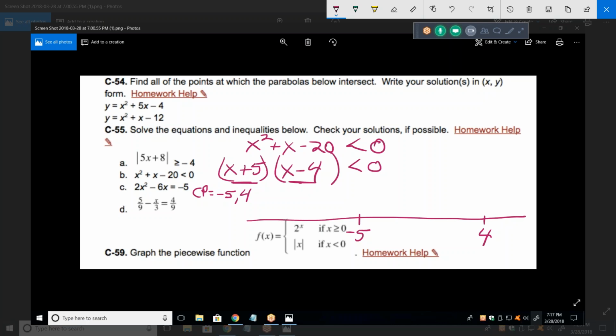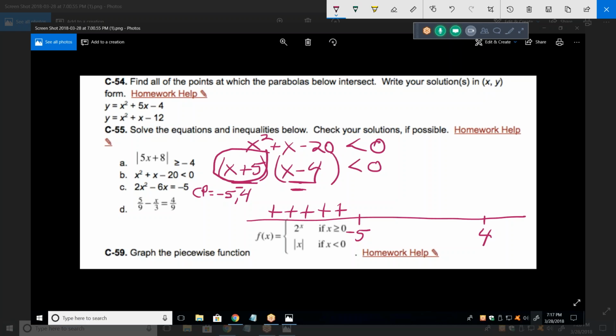Pick one. -6. Okay. What is this when x is -6? Is it positive or negative? Negative. So I put a little negative sign there. I don't really care that it's -6. I just care that it's negative. What is the second part when x is -6? Negative 10. So negative times negative is positive. What that tells me is that any number left of -5 produces a positive.